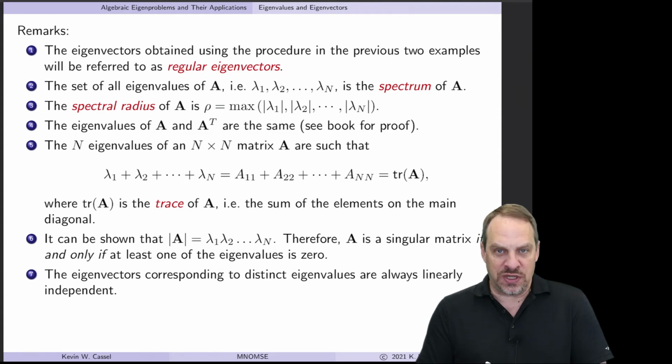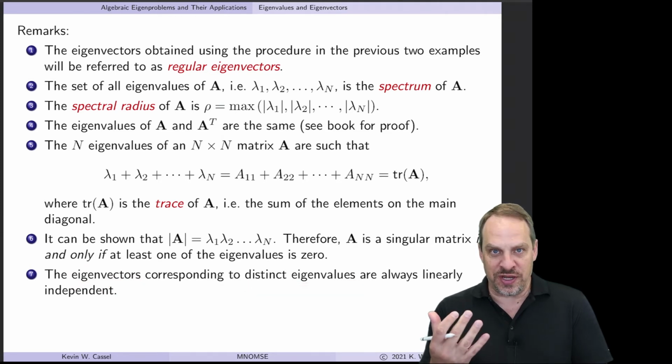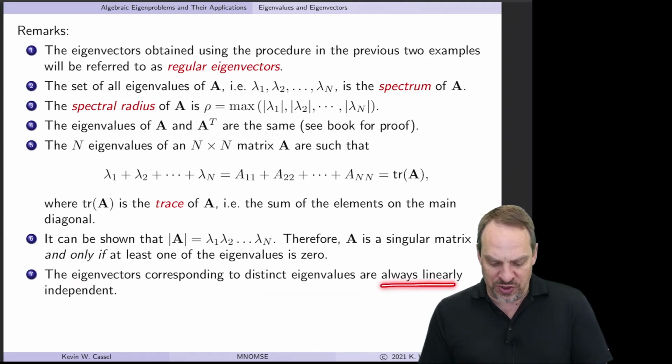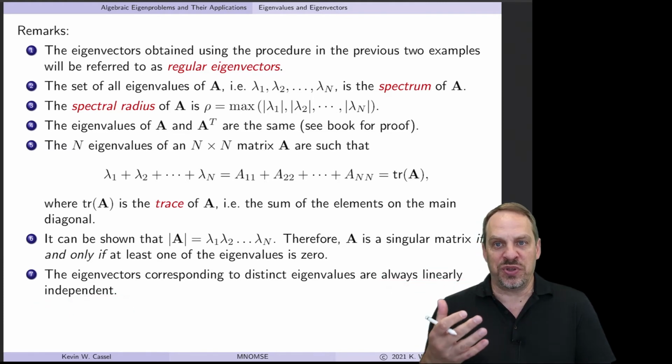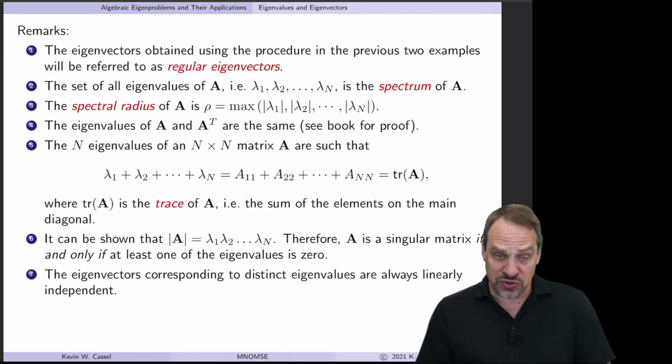One thing that we're going to see in the next section is that the eigenvectors that correspond to distinct eigenvalues, so different eigenvalues, are always linearly independent. In some cases, they're also orthogonal, but they're always linearly independent. This is going to become helpful and useful in the coming sections.